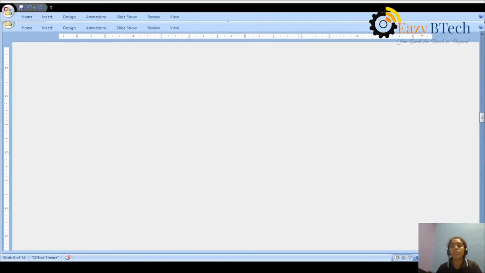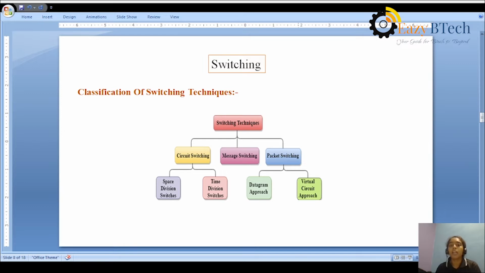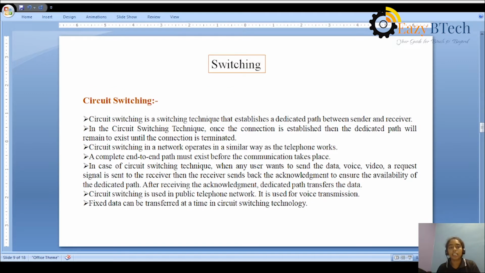So what are the different types of switching techniques? We have three types of switching. The switching techniques can be classified into three types: circuit switching, message switching, packet switching. In circuit switching it follows two ways, and packet switching also follows two ways. Let us discuss what is meant by circuit switching, packet switching, and message switching. First of all, the first one is circuit switching.